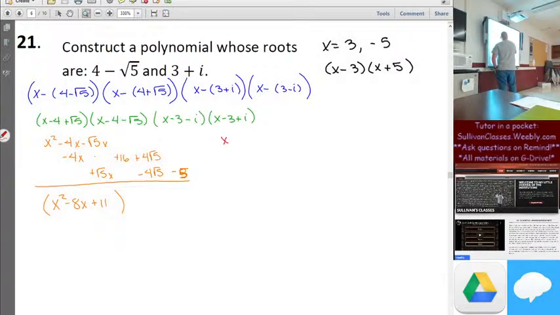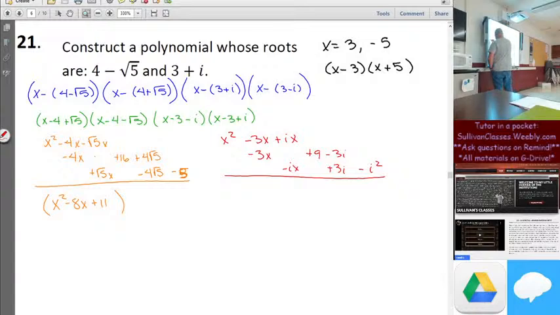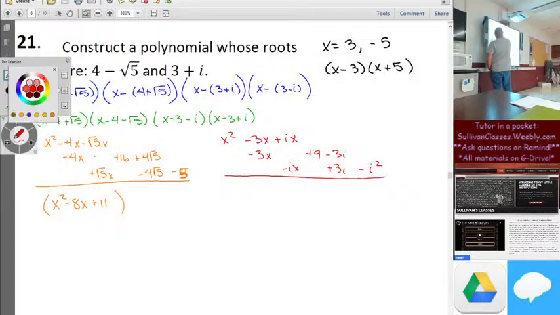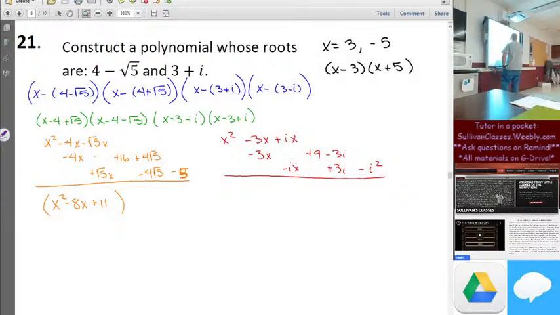x times x is x squared, x by negative 3, negative 3x. x by i is plus ix. Negative 3 by the stuff is negative 3x plus 9 minus 3i. Negative i by the stuff is negative ix plus 3i minus i squared, which we now know is a negative 1. So minus minus 1 is plus 1.